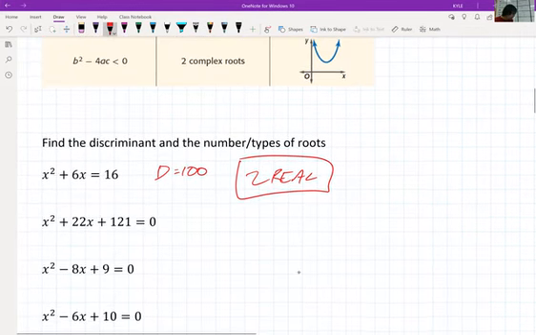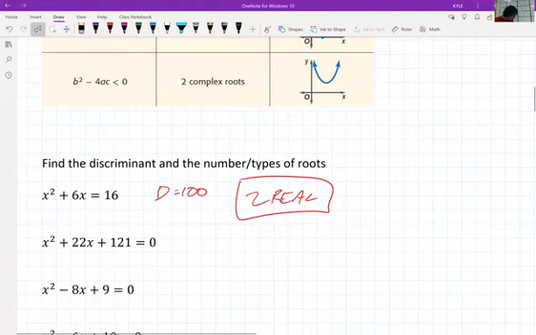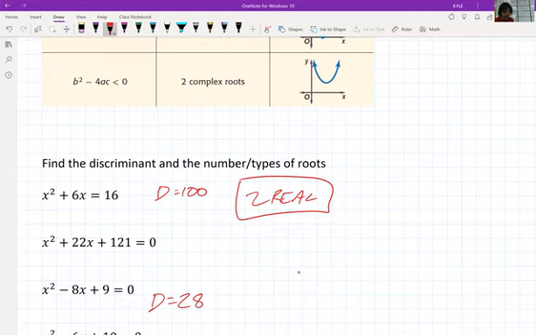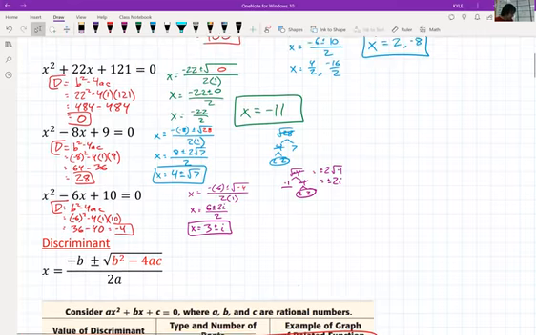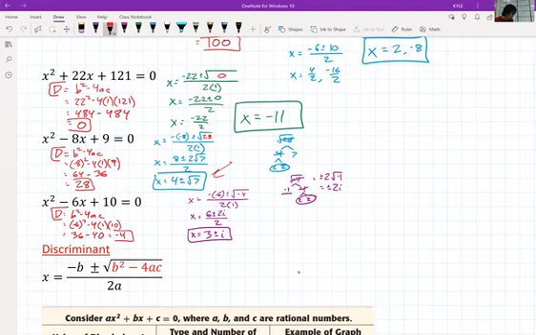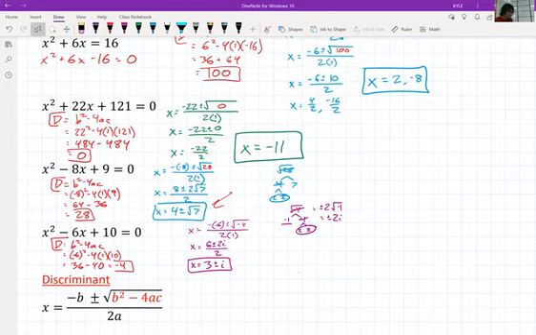On the third problem, we got that the discriminant was 28. Positive. It won't come out beautifully. We saw we had some square roots of 7 in our answers, but it's still 2 real roots because we can take square roots of positive numbers. So again, it came out as right there, 4 plus or minus root 7. It didn't come out beautifully, but they are real solutions.